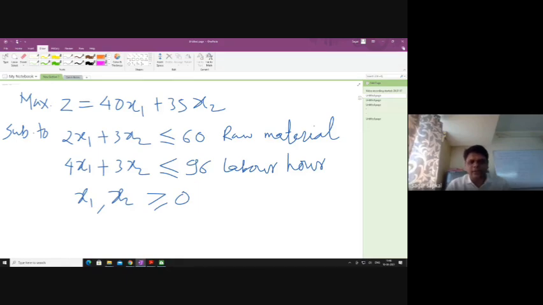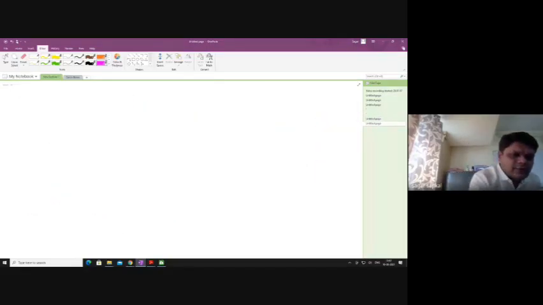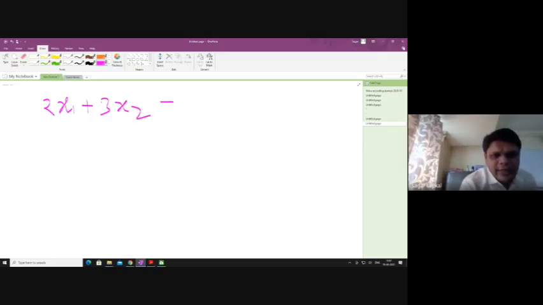2x1 plus 3x2 is equal to 60 is a 2D plot, and a 2D line is possible. So you have to draw it. How will you draw it? Okay, let me write these two equations again. What is the first equation? 2x1 plus 3x2, converted into equality, is equal to 60. So this is one equation.